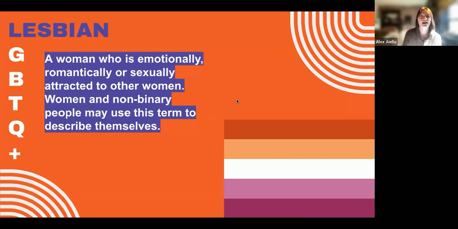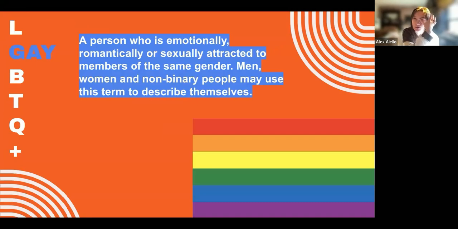So going through the acronym, starting with the L stands for lesbian. A lesbian is a woman who is emotionally, romantically, or sexually attracted to other women or non-binary people. And this is the flag. I have all the flags for each one. Then the G stands for gay, a person who is emotionally, romantically, or sexually attracted to members of the same gender. Oftentimes, gay can be used to describe men who are attracted to other men, but it also encompasses women and non-binary people too who are attracted to people of the same gender.